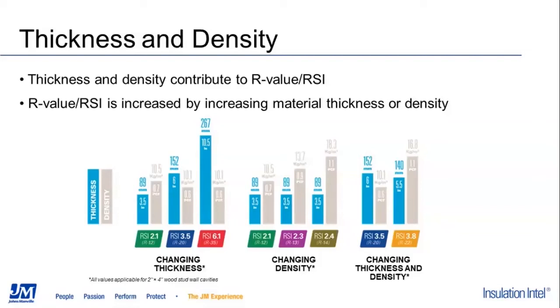So in short, this slide does a good job of highlighting how different R values are achieved. This chart is primarily applicable to Batt products, but of course the same methodology can apply to blow-in or loose fill insulation.